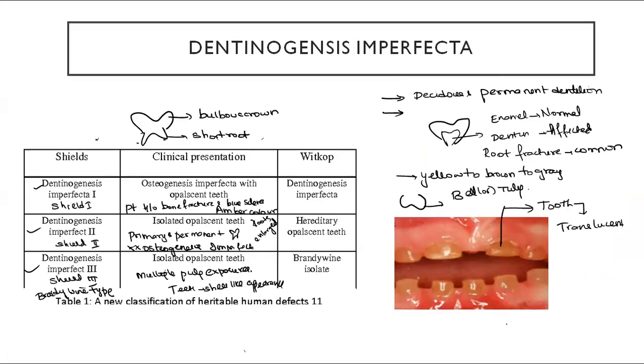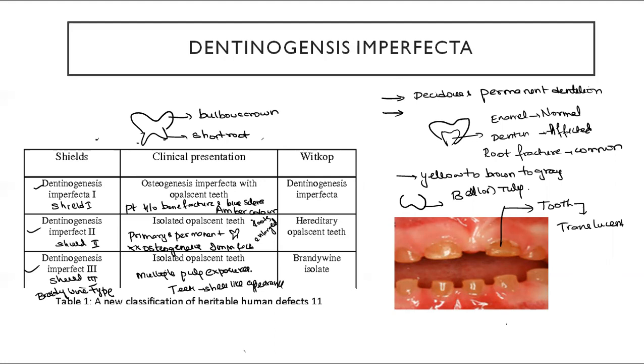Now coming to Dentinogenesis Imperfecta. Dentinogenesis Imperfecta can be seen in deciduous and permanent dentition. Enamel is normal, but dentin is affected, and root fractures are very common. Here you can see yellowish to brown to gray tooth, and the tooth crown structure is more like a bell or a tulip shaped. Tooth is translucent, and there are three types: Dentinogenesis Imperfecta type 1, 2, and 3. Type 1 is Shield 1, type 2 is Shield 2, type 3 is Brandywine type.